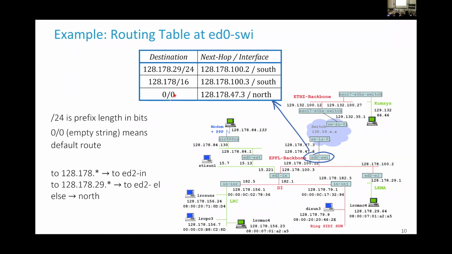Anything otherwise, if it's something that is an EPFL address, you go south. With one exception, because there is this little network here that you don't access via the backbone, but is directly attached to a single router that is connected to me.